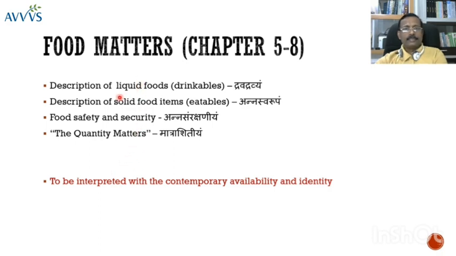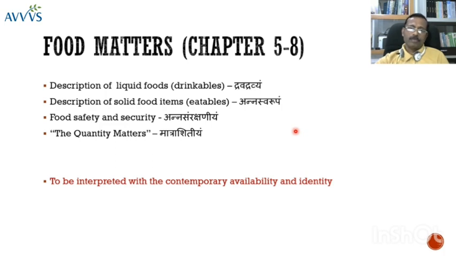Here in Suthrasthanam, we have 4 chapters. One is Dravadravya Vijnaniyam, which describes the type and qualities of liquid type of foods, that is drinkables. Another chapter is Annaswarupam Vijnaniyam, meaning solid type of food items, edibles or eatables. Another chapter is about food safety and security, that is Anna Samrakshaniyam. Samraksha means to be secure. And the 8th chapter, or the 4th chapter in this sequence, is about how the quantity of food matters in health. That is called Matra Asitiyam. Matra means quantity, Asitam means diet. So these 4 chapters are very important in the context of dietary practices.